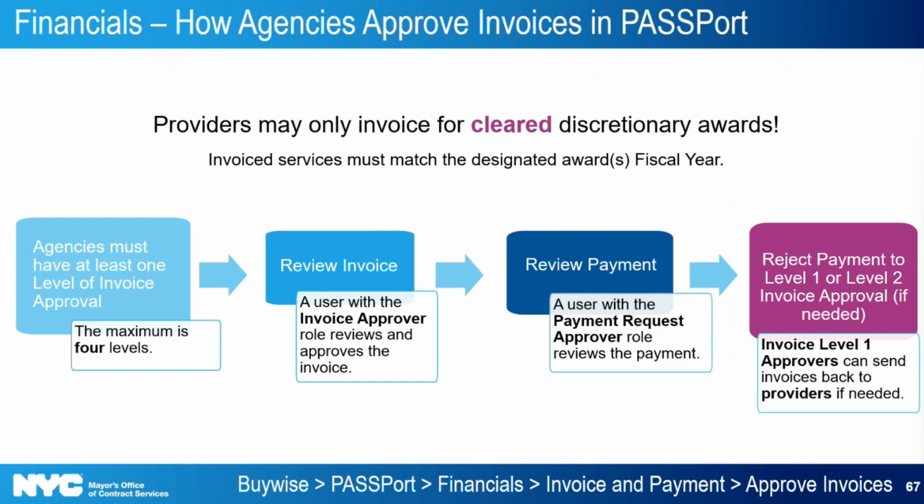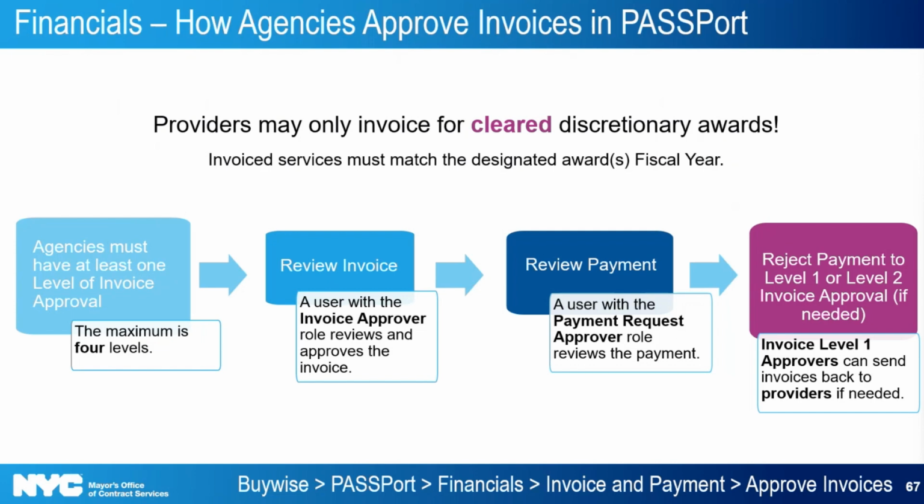Once a provider submits an invoice, invoice approvers can review them for approval. During this review, agencies should make sure providers are only invoicing against the cleared award amount and check that the service dates of invoices match the fiscal year budget. For example, services conducted in the fiscal year 24 term must be invoiced against the fiscal year 24 budget.